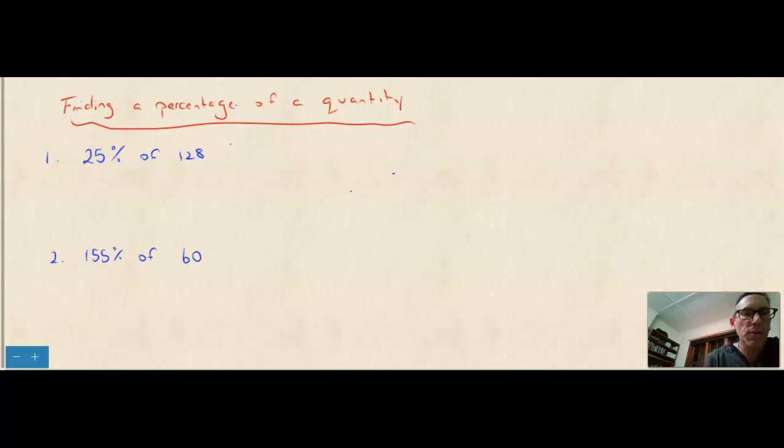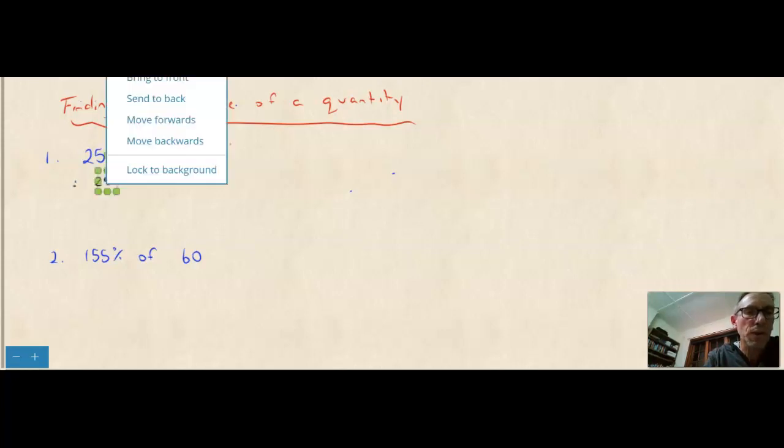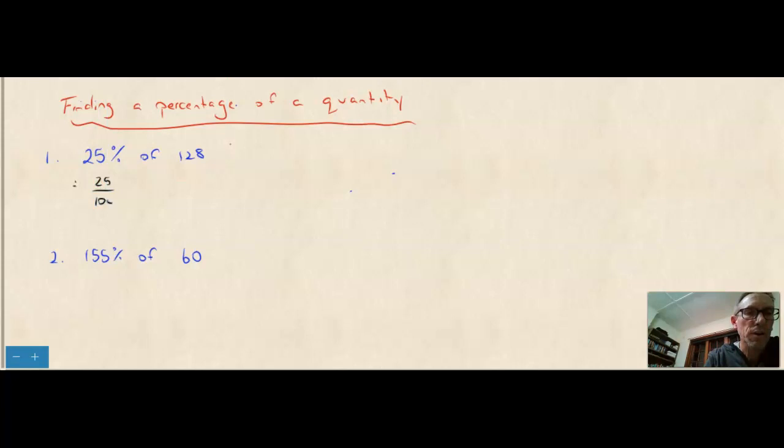25% of 128. So if this is 25%, we know that 25% means 25 out of 100. So that's how we write 25%. This word here, of, in mathematics, that translates to times. So 25 over 100 times 128. I'm going to write 128 over 1 so that I can work with it. Okay, so now doing some simplifying before I multiply out, because if I just multiply this straight out, wow, I'd have a huge number over here, but I'm going to make these numbers smaller first.